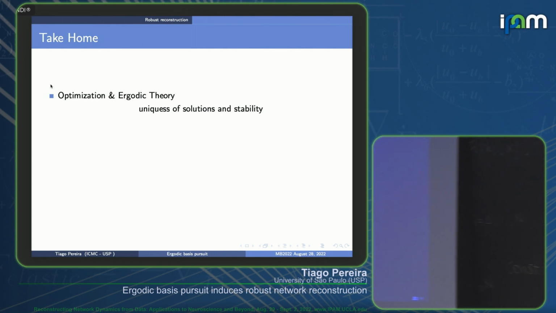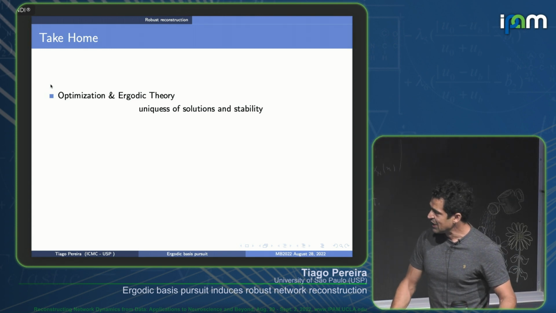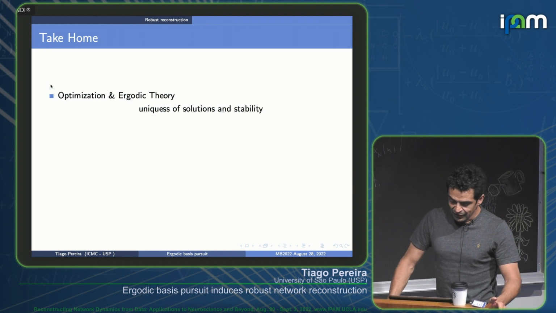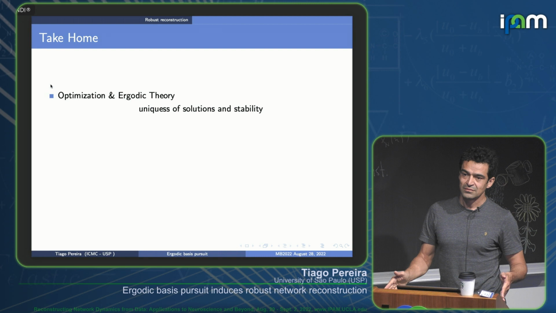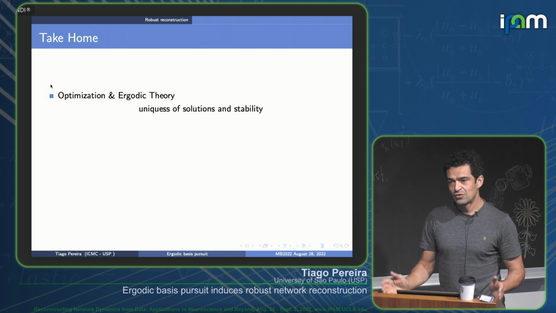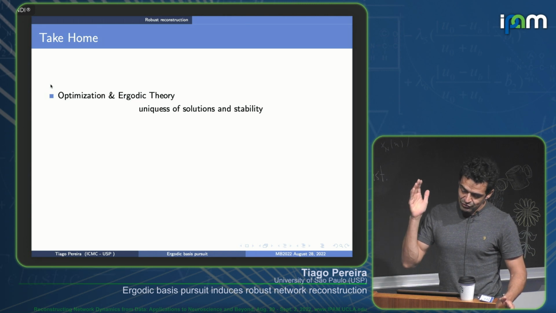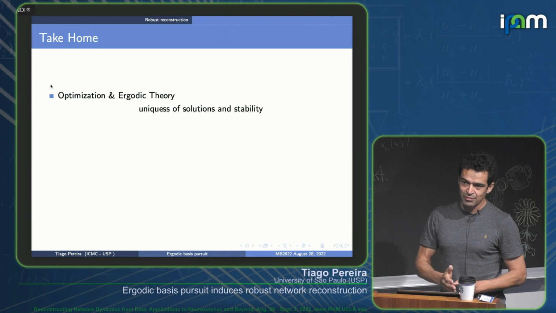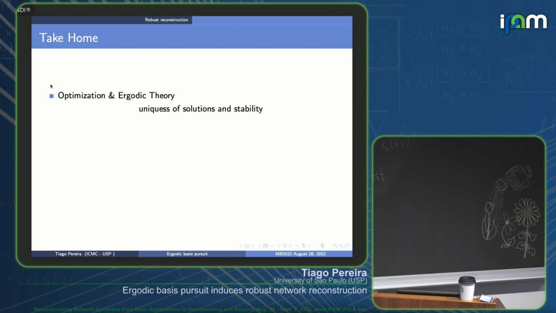Yeah. So I'm about to finish. Let's just recap what we did. If you use optimization techniques and ergodic theory, then you can guarantee uniqueness of solutions, and the solutions are stable. So this means, if you're really interested in solving a network problem, you really need to know dynamical systems, basically. I mean, you need to do something with dynamical systems.